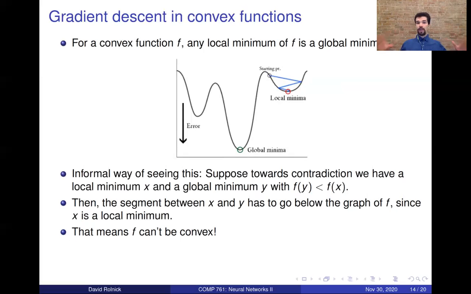So the takeaway from this is if you're doing gradient descent with a convex function, you don't have to worry about falling into one of these local minima, because the local minima are in fact global minima. And in this particular case, this is very much not a convex function because it's going up and down. This is a non-convex function.